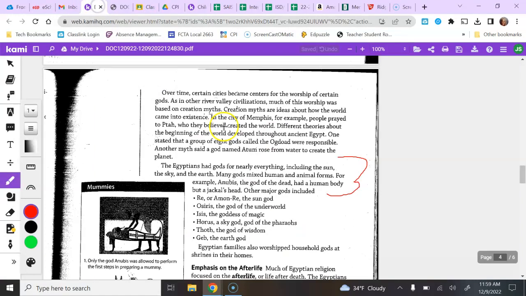Again, that is in that same paragraph. And if you look, here we're talking about Anubis. So look there to find your answer.